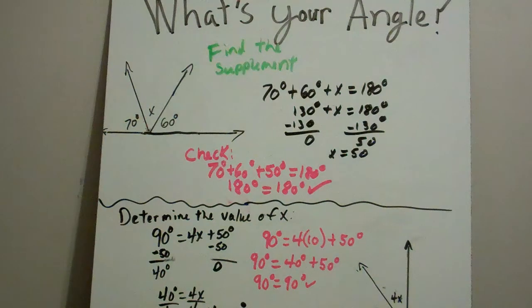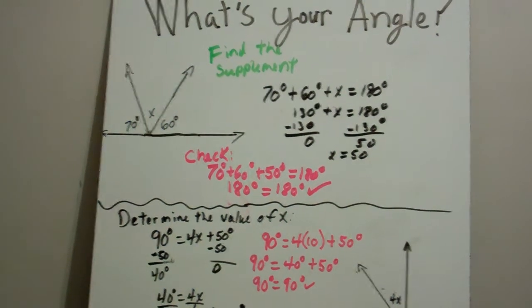Let's double check that. So I put in my 70 degrees, my 60 degrees, and now my replacement of x, which is 50 degrees, and set that equal to 180. And so we knew from before that 70 degrees plus 60 degrees is equal to 130 degrees. And then 130 degrees plus 50 degrees equals 180 degrees, which is, of course, equal to 180.